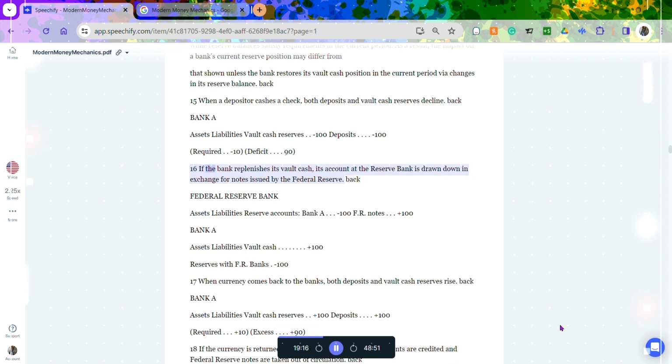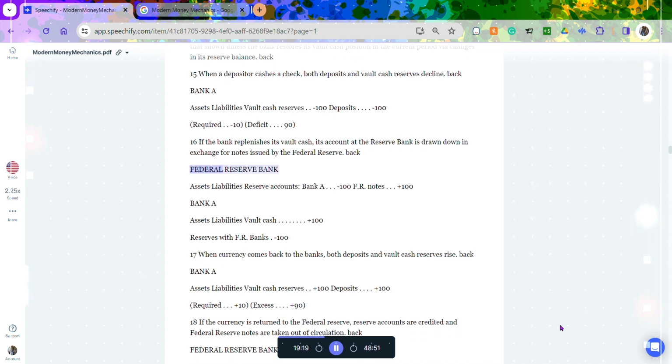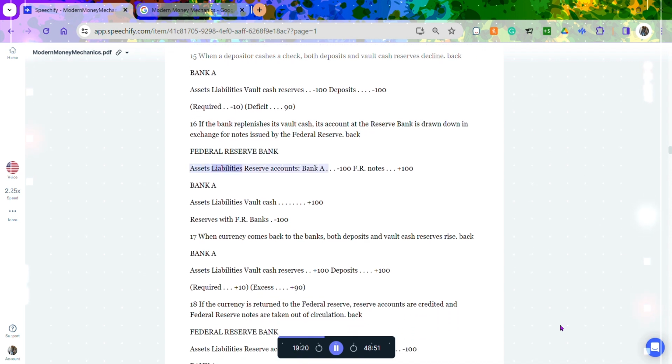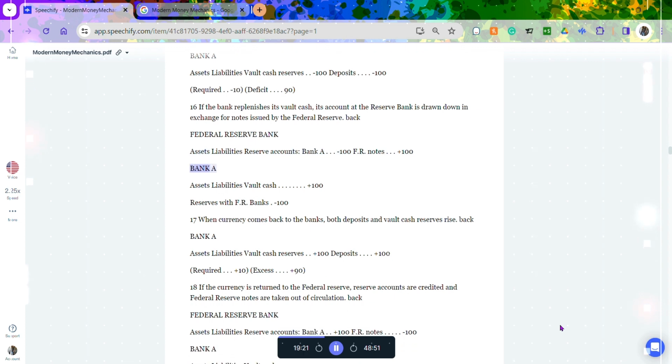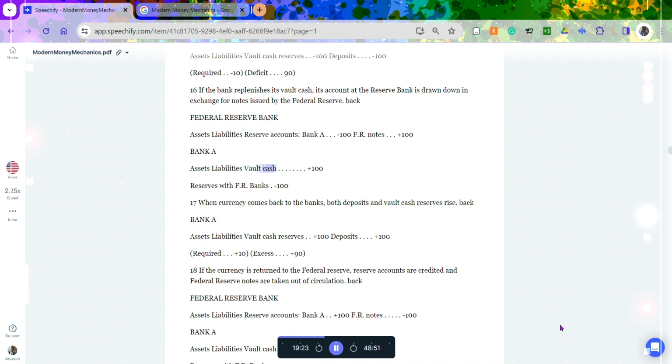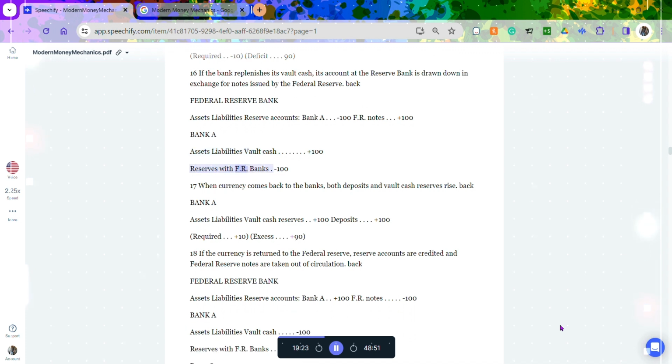16. If the bank replenishes its vault cash, its account at the reserve bank is drawn down in exchange for notes issued by the Federal Reserve. Federal Reserve Bank: liabilities, reserve accounts, Bank A, minus 100; FR notes, plus 100. Bank A: assets, vault cash, plus 100; reserves with FR banks, minus 100.